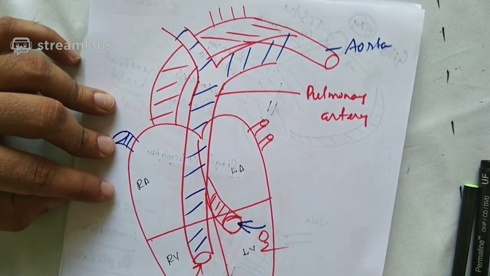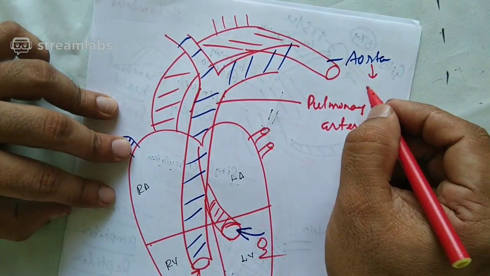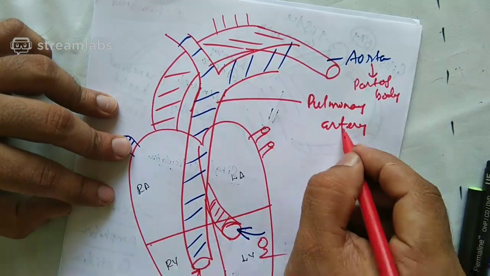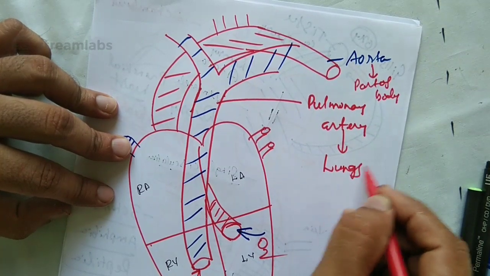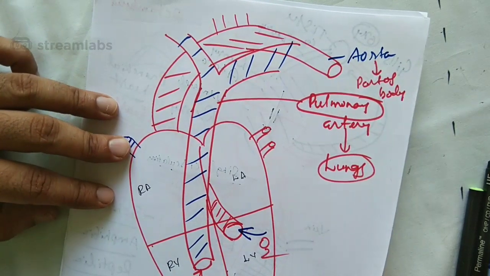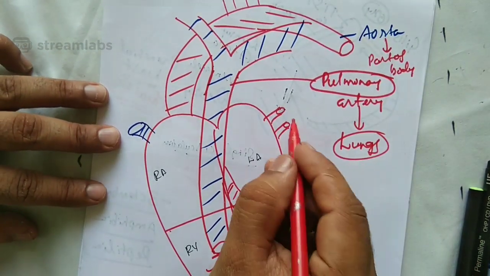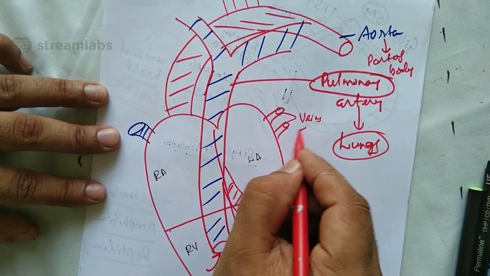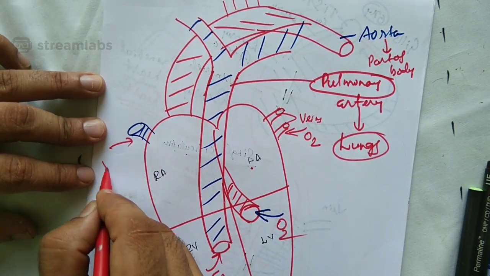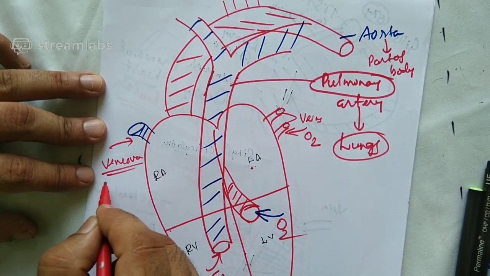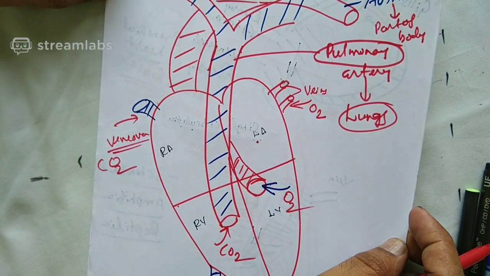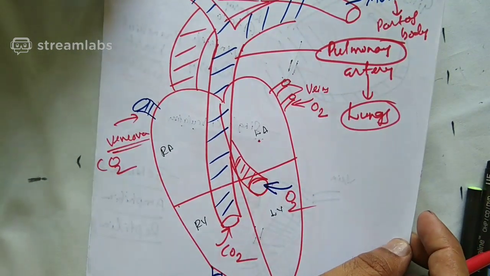Clear? And aorta goes to the different part of the body, except lungs. Pulmonary artery goes to lungs. Pulmonary word only you can tell. Pulmonary means lungs. So the matter clear for you now. So after that, these two are veins which carry oxygen blood to the left atria, sorry. This is the vena cava, and vena cava carries carbon dioxide rich blood to the right atria. These are very basic things you're studying since your high school.